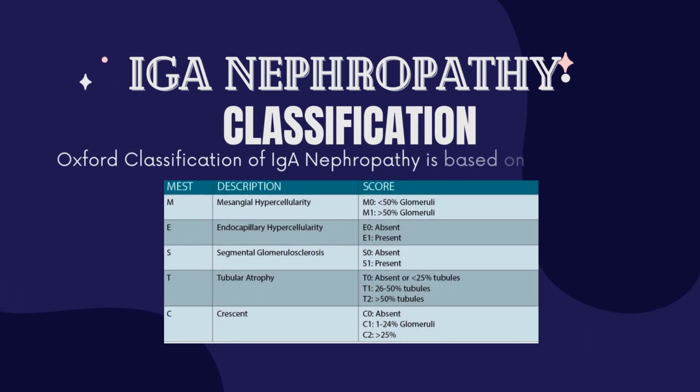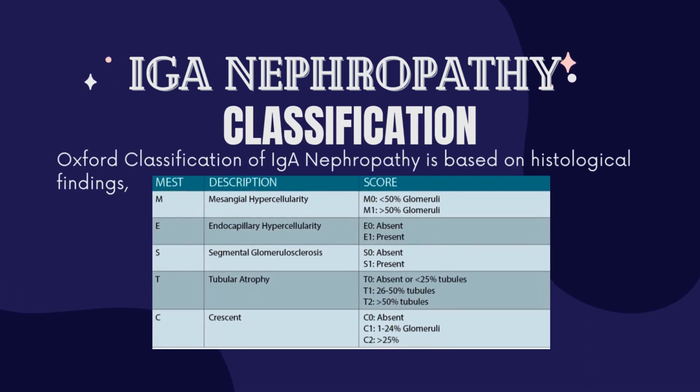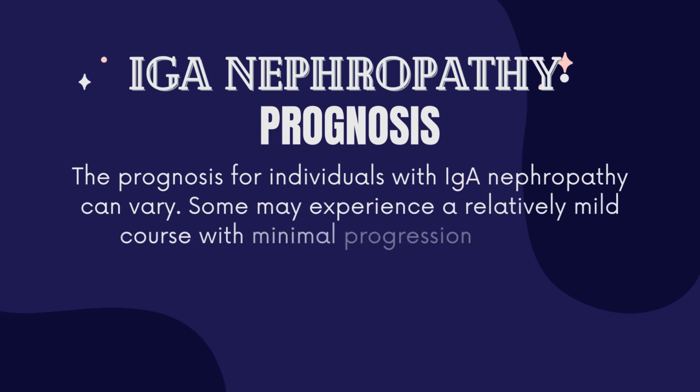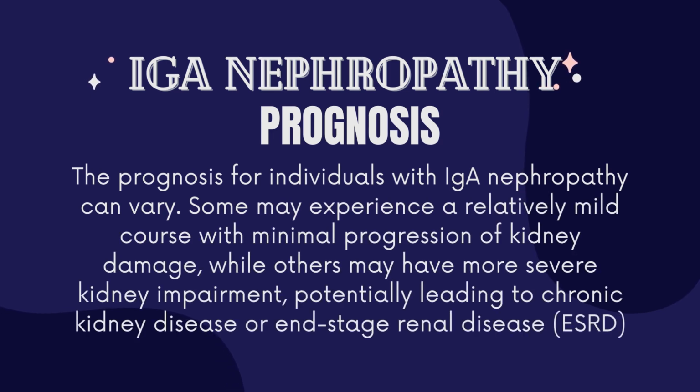Let's discuss the Oxford classification of IgA nephropathy, which is based on histological findings, to make the score and assess the severity of nephropathy. It includes 1. Mesangial hypercellularity, 2. Endocapillary hypercellularity, 3. Segmental glomerulosclerosis, 4. Tubular atrophy, 5. Crescents.